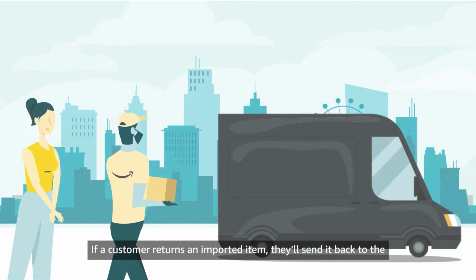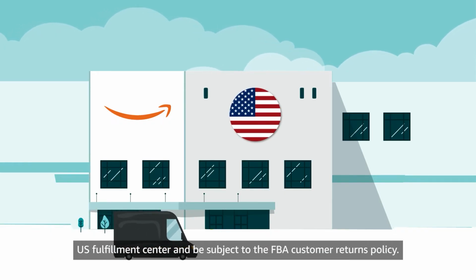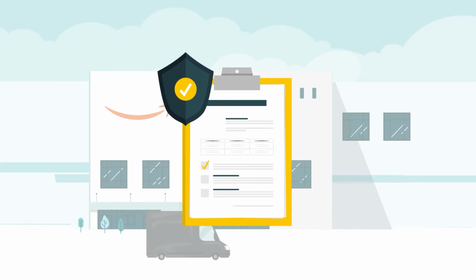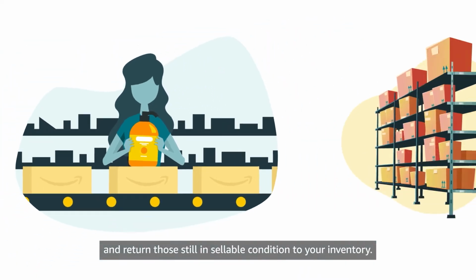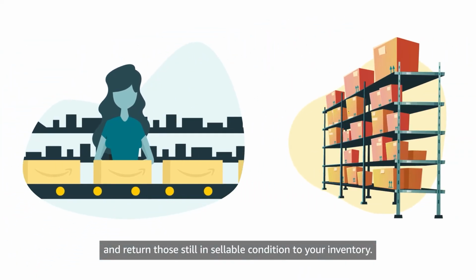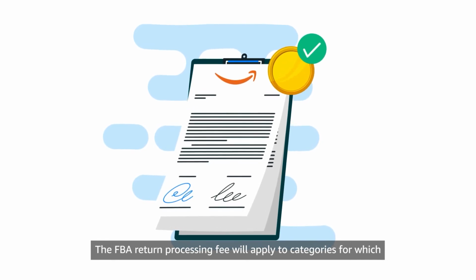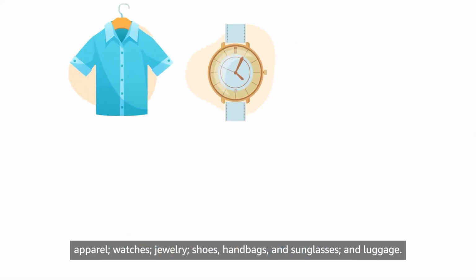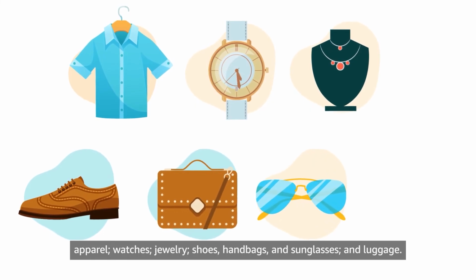Remote fulfillment customer returns are handled the same way as local FBA returns. If a customer returns an imported item, they'll send it back to the U.S. Fulfillment Center and be subject to the FBA customer returns policy. The Fulfillment Center will evaluate the items and return those still in sellable condition to your inventory. The FBA return processing fee will apply to categories for which Amazon offers free return shipping, which include apparel, watches, jewelry, shoes, handbags and sunglasses, and luggage.